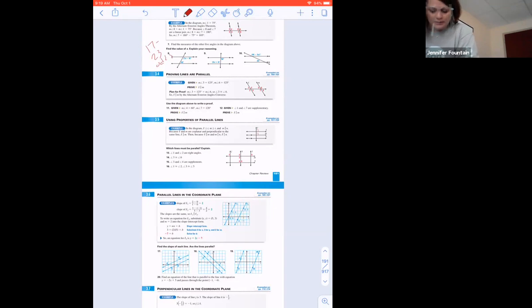The next part is that, let's go ahead and look on page 180 for a minute, starting with number 1. What I want you to do is, for number 1, go ahead and write the problem: angle 2 and angle 7 are blank angles. And then when you fill in the blank, I want you to circle your answer.